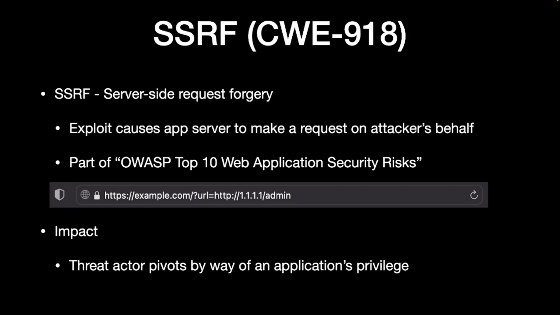So the impact of this is that the threat actor can pivot by way of an application's own privilege. And then, of course, the path that this attack is going to take is going to go through an app server by way of these custom logic flaws, again, that may or may not be published. So it may not be known. So you really have to understand the code to see if this is possible.